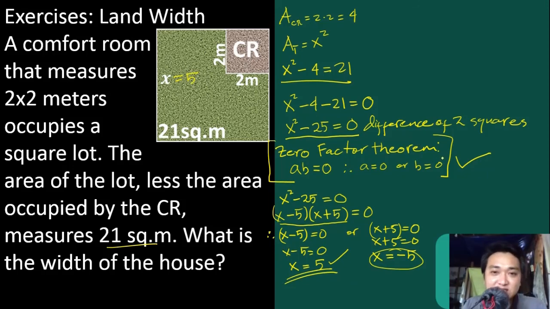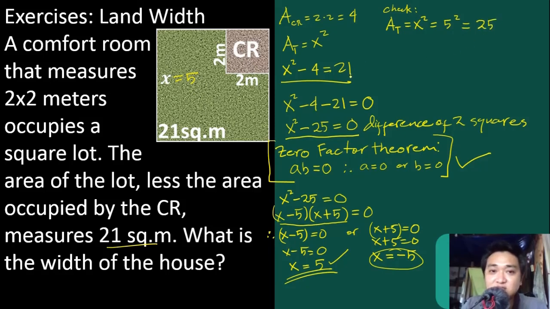Now, let us check if we are correct. The total area is represented by x squared, the total area, or A sub t, is equivalent to x squared. What is the value of x? The value of x is 5. So, that is equivalent to 5 squared. Therefore, the total area is 25 square units.